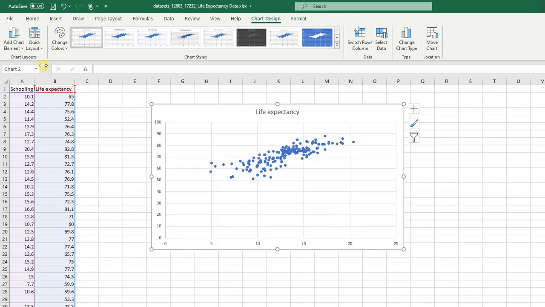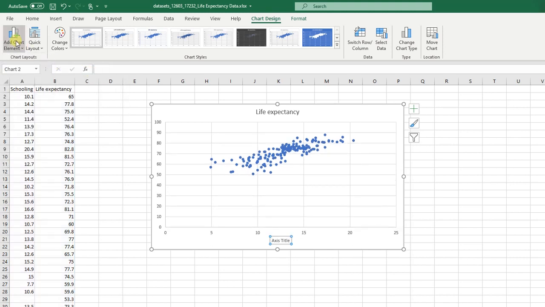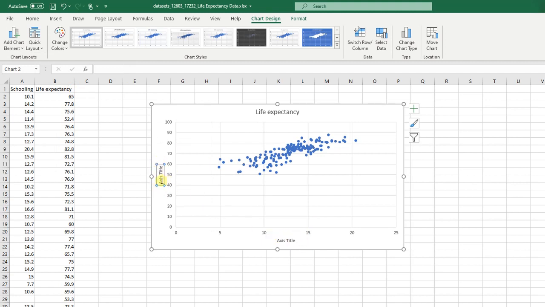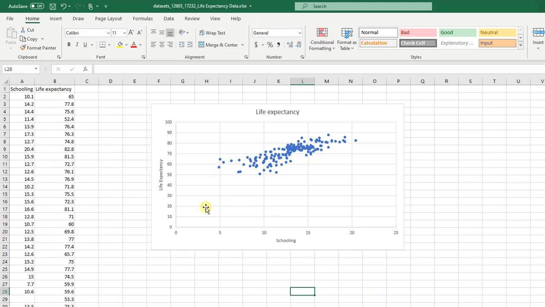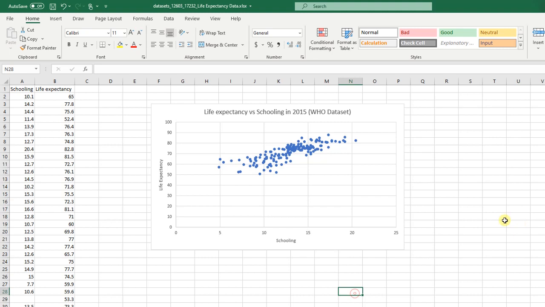Before I get started, I like to go ahead and label my axes. So I'm going to go to Add Chart Element and Axes. I want the horizontal bottom axes, and I want the vertical Y axes, okay? So this axis is going to be the Y. What is Y? It is life expectancy. And what is X? X is schooling. Or in other words, the average number of years of school people have. So title of it is life expectancy versus schooling in 2015. WHO data set. Okay. All right.